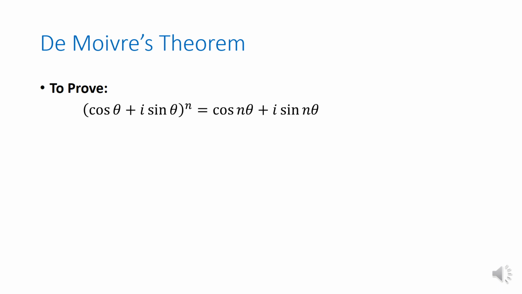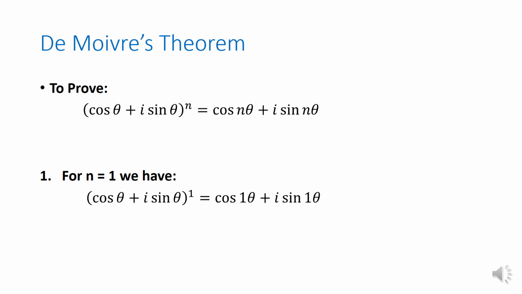And so let's go through the steps. They're the same steps that we use for all the other proofs of induction. So starting with n equals 1, we have (cosine theta plus i sine theta) all to the power of 1 is equal to cosine 1 theta plus i sine 1 theta. Of course that's equal, because powers of 1 and multiplying by 1 don't change anything. So de Moivre's theorem holds for n equals 1. So step 1 is done.